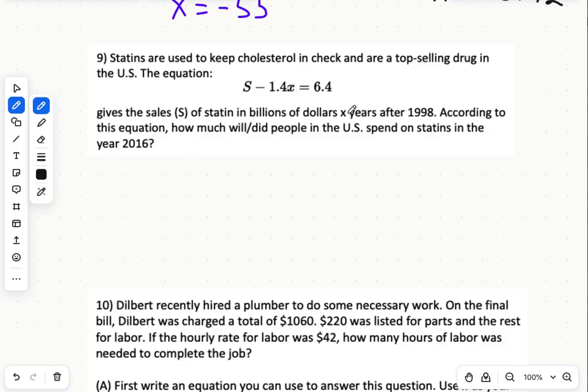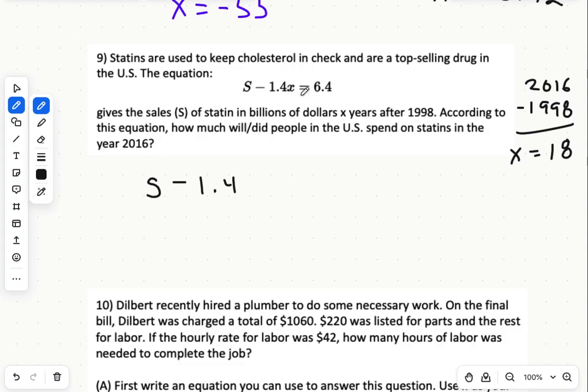Something that we should look at here is x is the years after 1998. So if I go 2016 minus 1998, that's going to give me what my time is. That would be 18, yeah, it's 2, and then carry the 1. So x would equal 18 for our time. So plugging that in, we go 1.4.